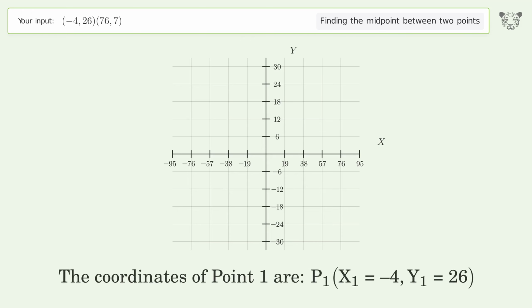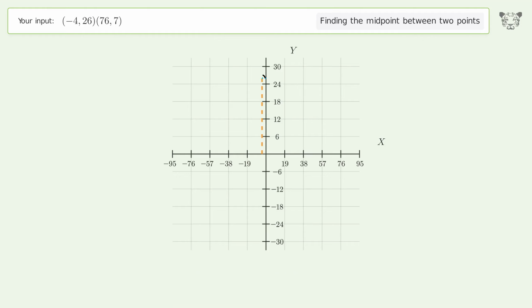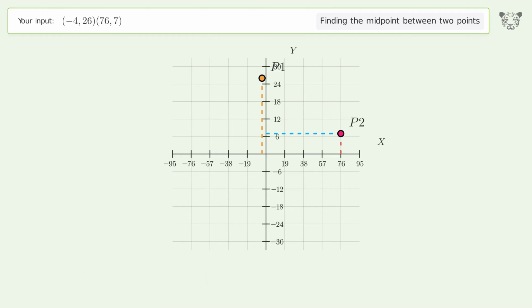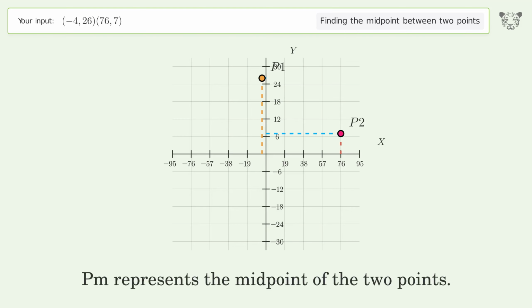The coordinates of point 1 are x1 equals -4, y1 equals 26. The coordinates of point 2 are x2 equals 76, y2 equals 7. PM represents the midpoint of the 2 points.